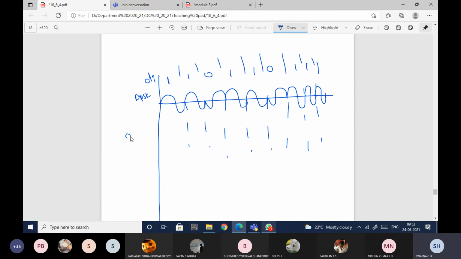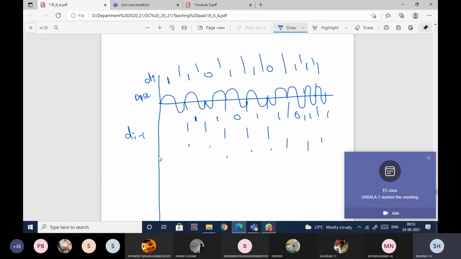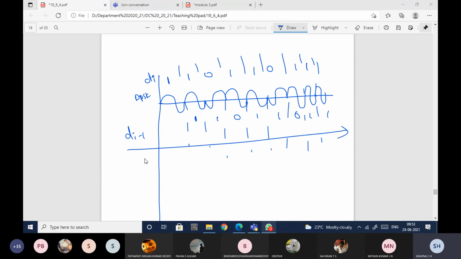Now I will also mention di minus 1. Di minus 1 is nothing but 1 1 0 1, written from this only. This is my di minus 1 bit; the next one becomes di minus 1, so I write it as 1 1 0 1 1 0 1 1. For this again you have to draw the diagram: 1 no phase shift, 1 no phase shift, 0 phase shift, 1 no phase shift, 1 no phase shift, 0 phase shift, 1 no phase shift, and 1 again no phase shift.